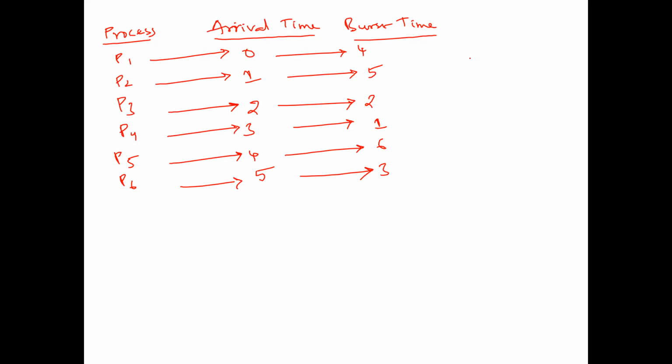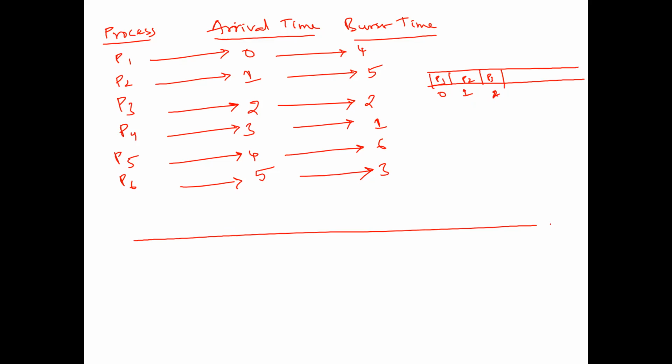And now let us see the ready queue. We will try to draw the ready queue. At the 0th time, what is the first process here? It is process 1. P1 is there, right? At one unit of time, P2 has entered. At the second unit of time, P3 has entered, and so on. Now, considering this, we'll try to draw the Gantt chart for this one.